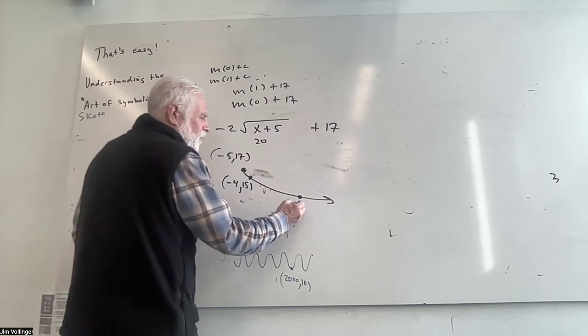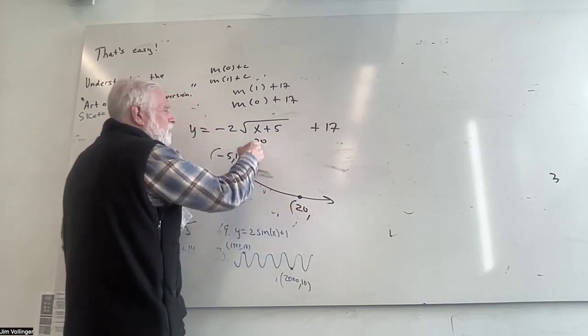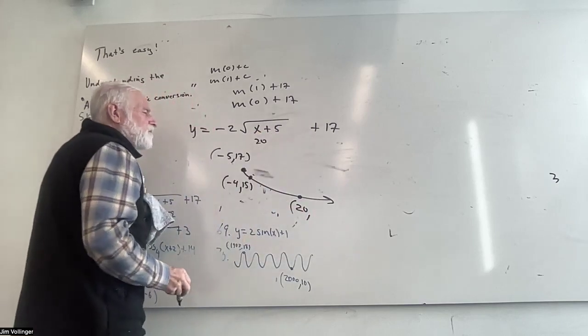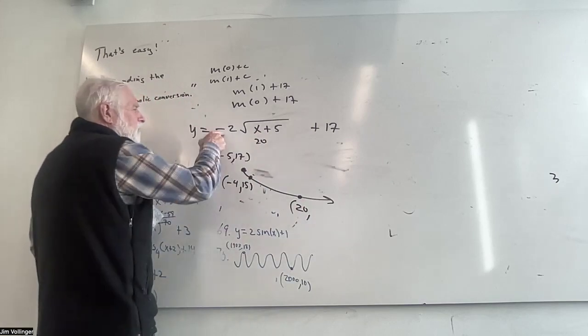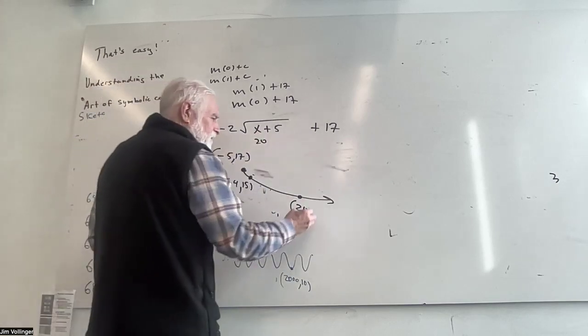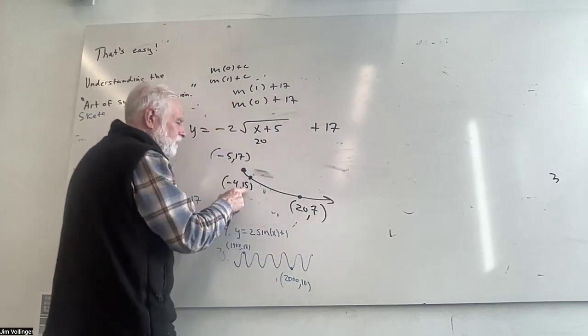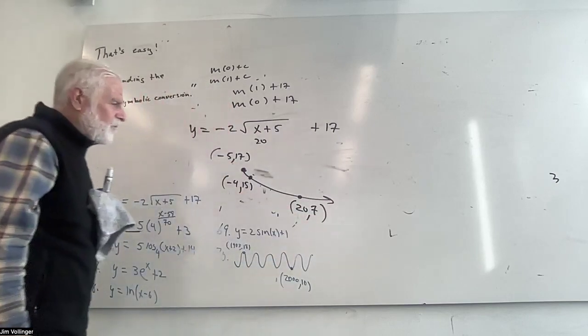And if I wanted another place here, just someplace in the distant future, I throw a 20 in, just to see what I get. 20 plus 5 is 25. Square root of 25 is 5 times -2. -10 plus 17 is 7. Yep, 17, 15, 7. Nice trajectory.